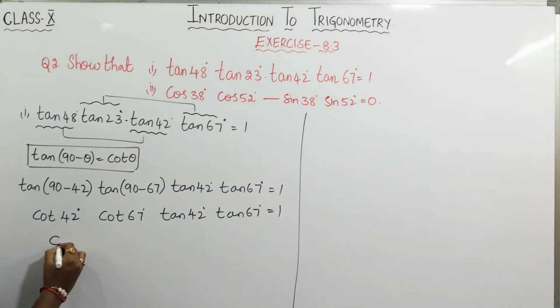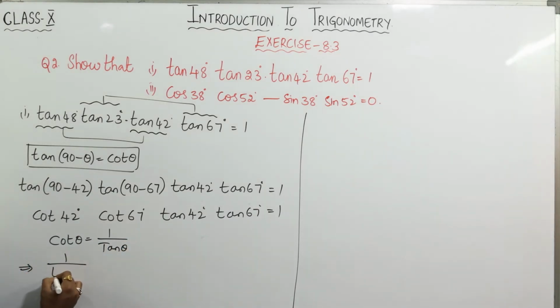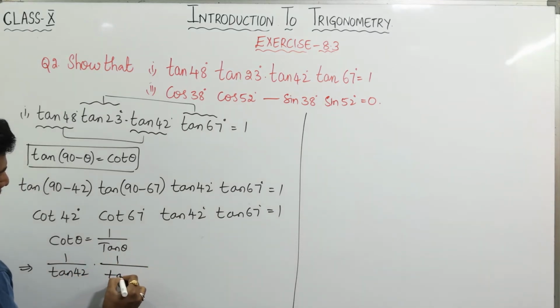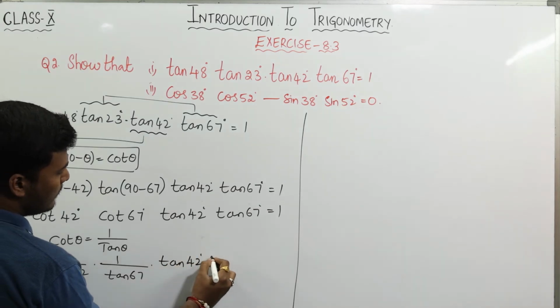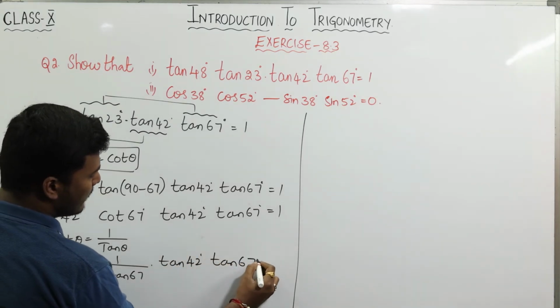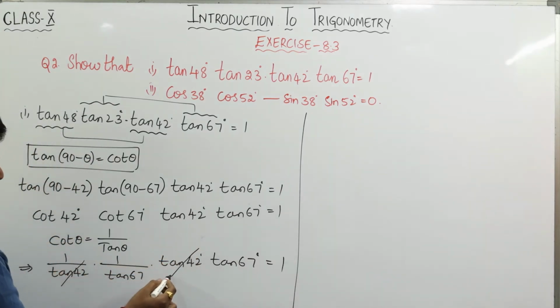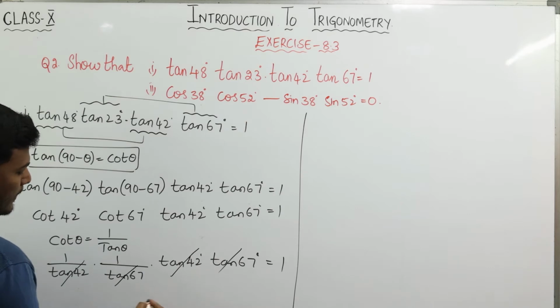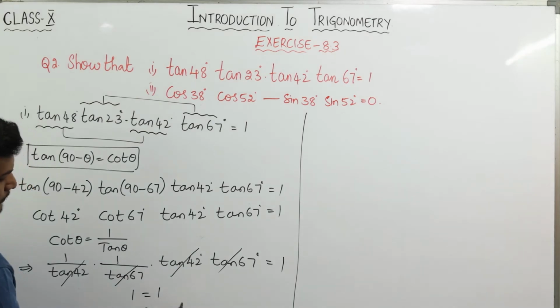Now cot theta can be written as 1 by tan theta. So this implies 1 by tan 42 into 1 by tan 67 into tan 42 degrees and tan 67 degrees, which is equal to 1. So now this is in the denominator, this is in the numerator, cancel; denominator, numerator, cancel. So we have 1 is equal to 1, therefore LHS is equal to RHS.